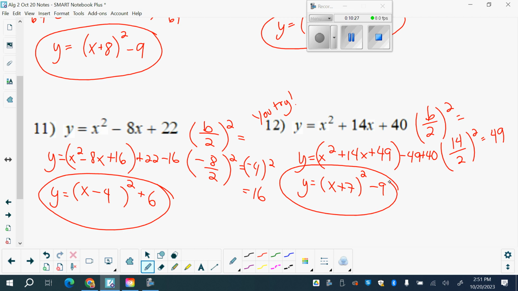Okay, your answer should be y equals x plus 7 squared minus 9. Any questions on how I got that? Can I get somebody to pass out the worksheet?